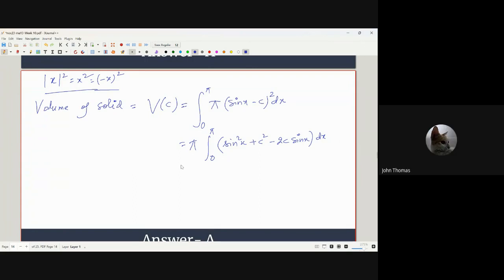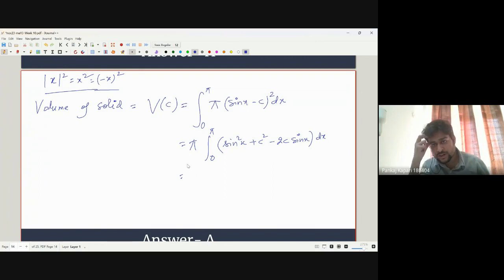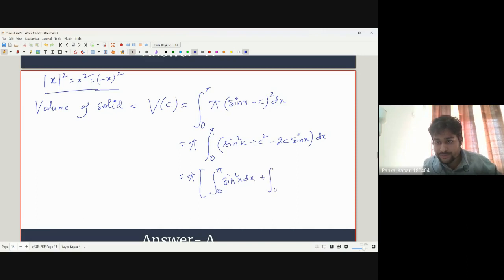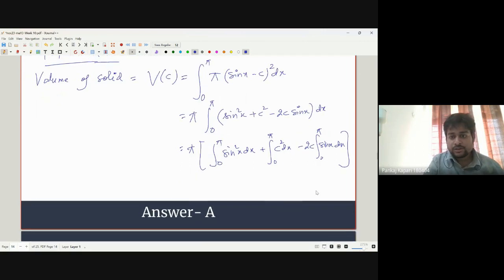Now it's not very difficult to find this integral, right? You can break it into three parts. Only this sine square integral we have to find. It will take some time, not much, but just break it into three parts: c square dx, and then twice c outside, then we have sine x dx, again from 0 to pi.